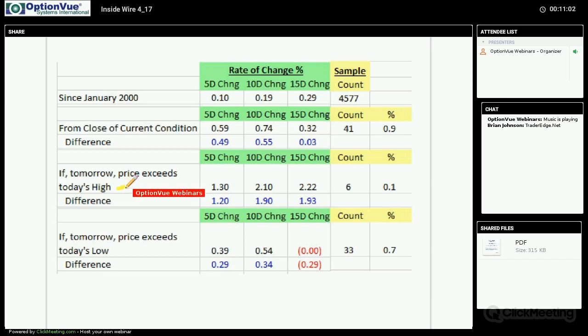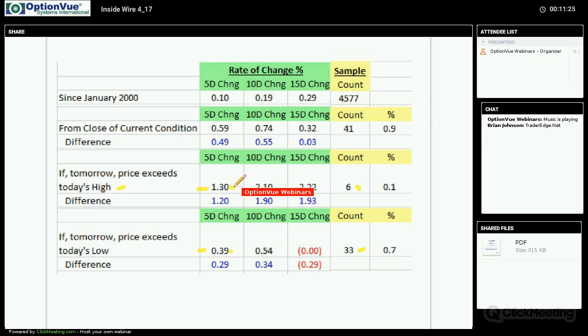If it goes above that day's high, we can see here, boy, there's a gain of 1.3. Now, that only happened 6 times. And then over here, if it goes down below the low of that day, that happened 33 times in the past. And then, of course, you have a smaller gain to the upside.